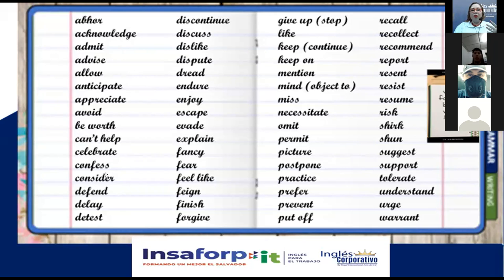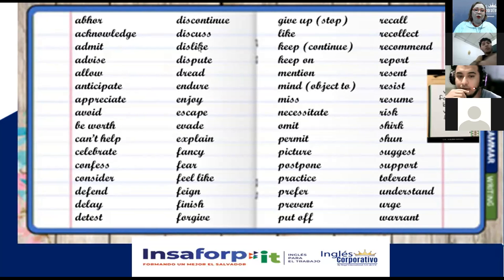For example, confess, consider. When you are speaking, consider is a very common verb, okay? Dislike is another very common verb. Like is another very common verb. For example, if I say, what do you like doing on weekends? After these verbs, we use an ing verb form, okay?